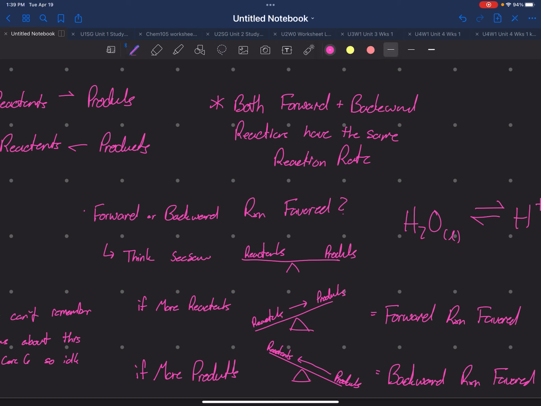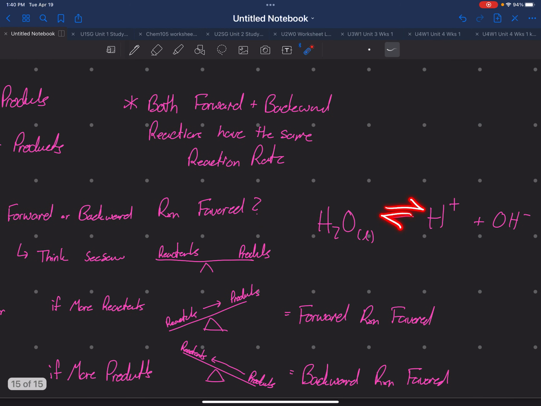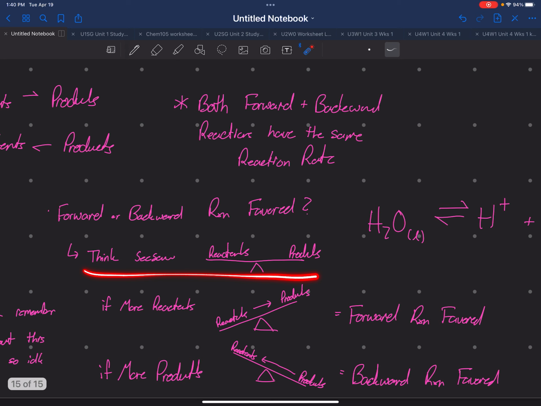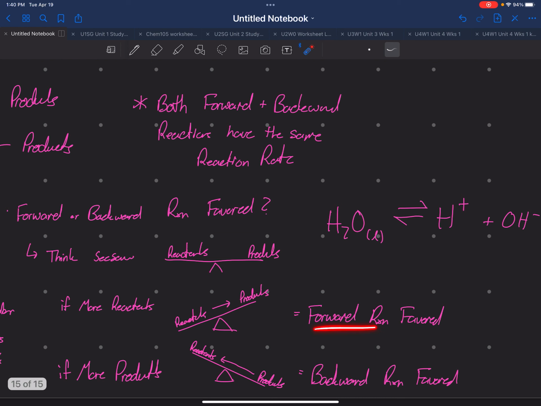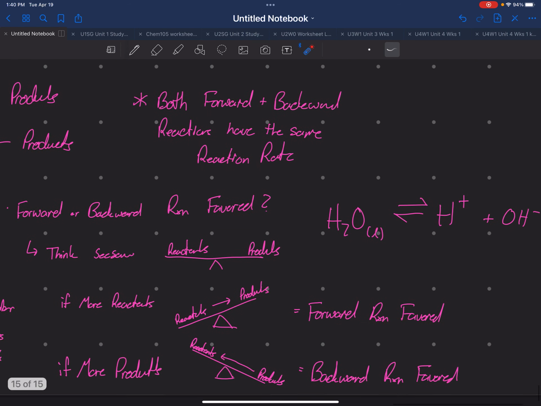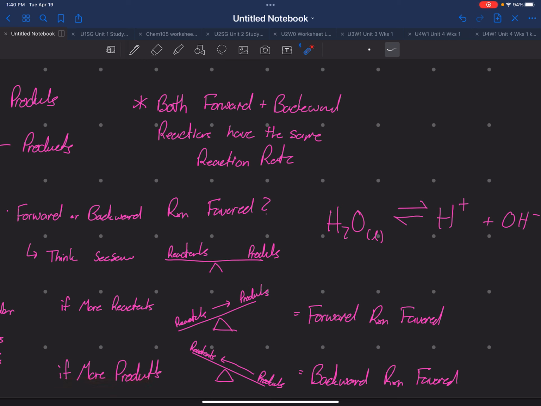So whenever we're talking about which reaction is favored, the forward or the backward, I like to think of it as a seesaw, right? You have your reactants on one side and your products on the other. If you have more reactants, the reactant side will go down and the products will increase, so the forward reaction would be favored. But if there are more products, then the product side will go down and the reactants will increase, meaning the backward reaction is favored.